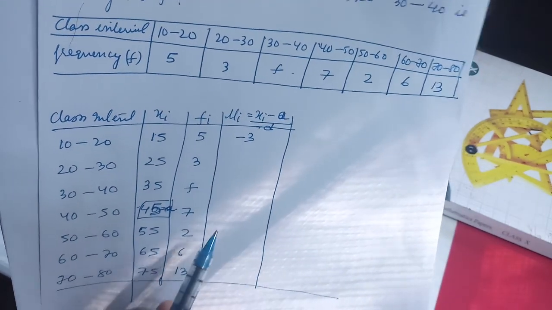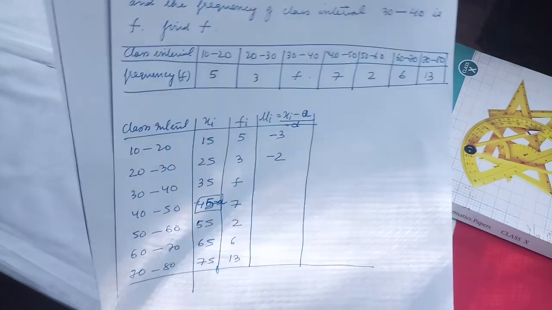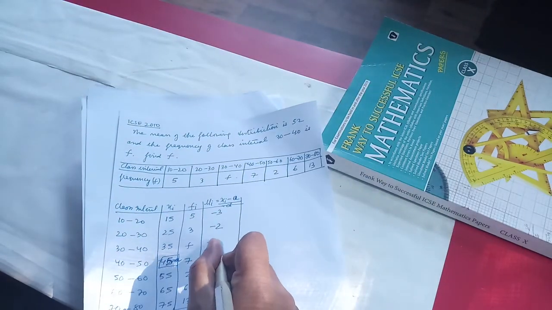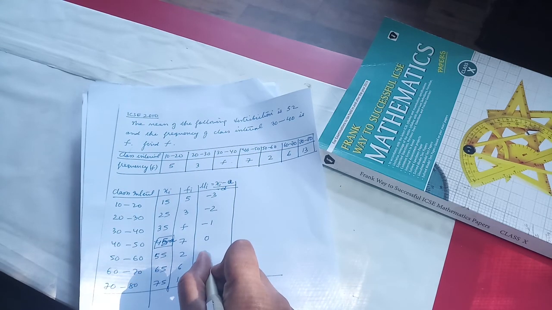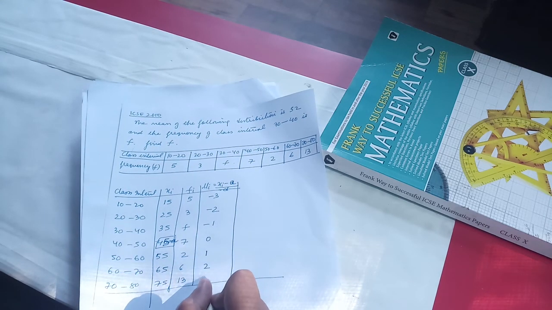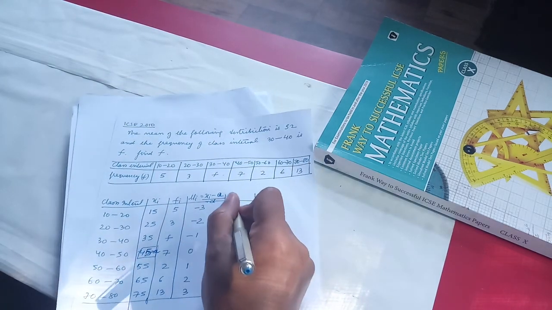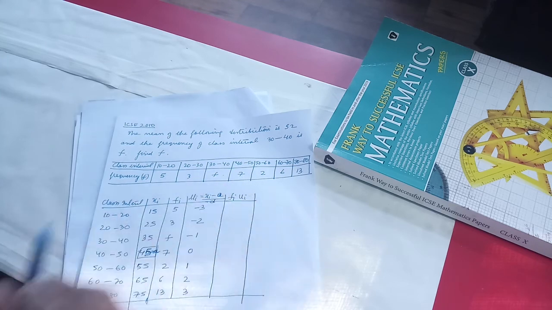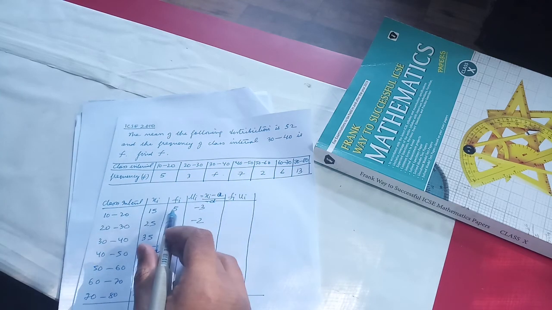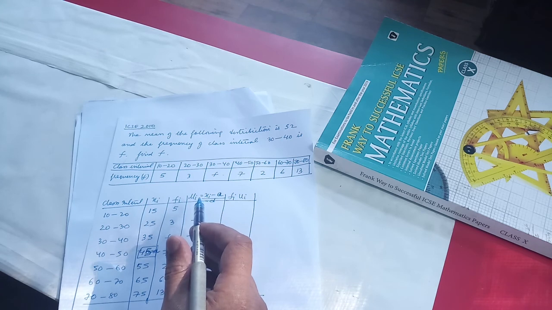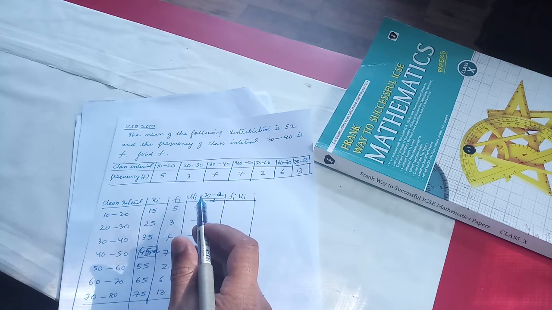Now you have to see the sequence, you have to increase the number, so it becomes minus 2. All right, then you have minus 1, then 0, then 1, 2, and 3. Now in the next column you have to multiply fi ui. When you multiply fi ui, just see how it is multiplied. It is quite simple. So go on multiplying now.